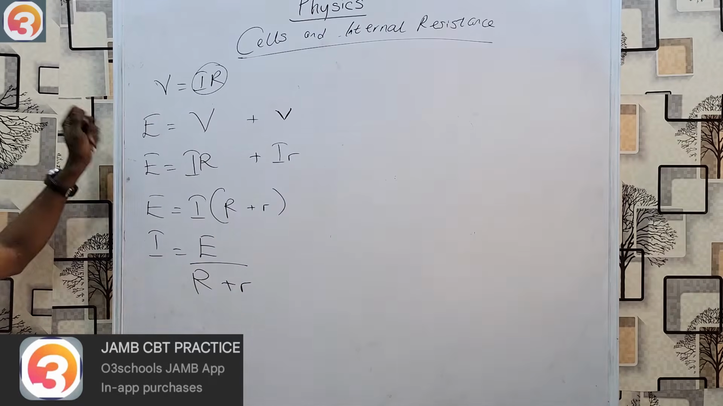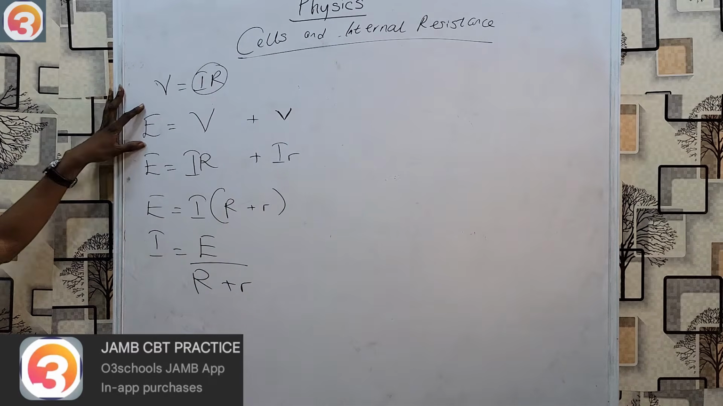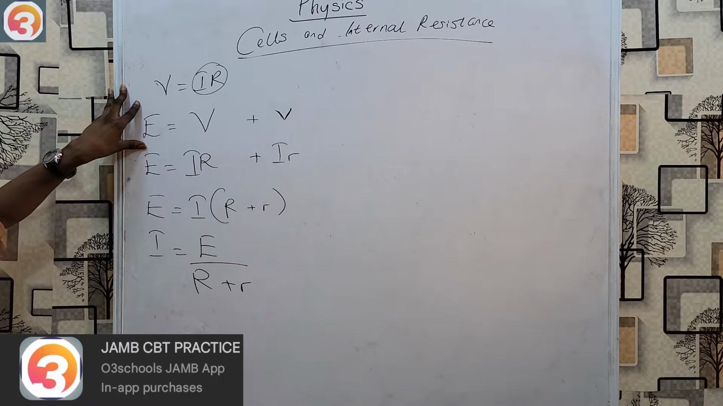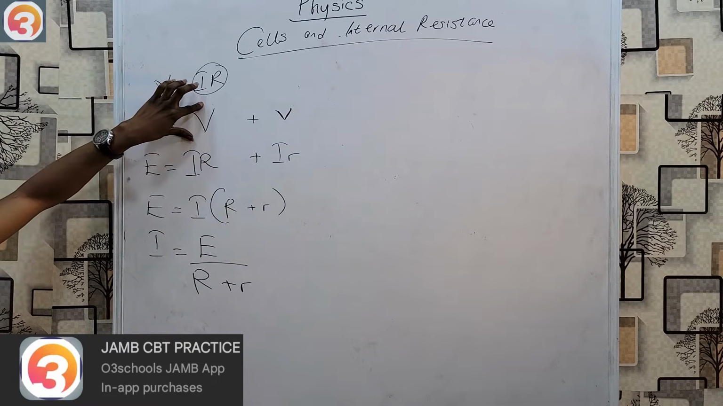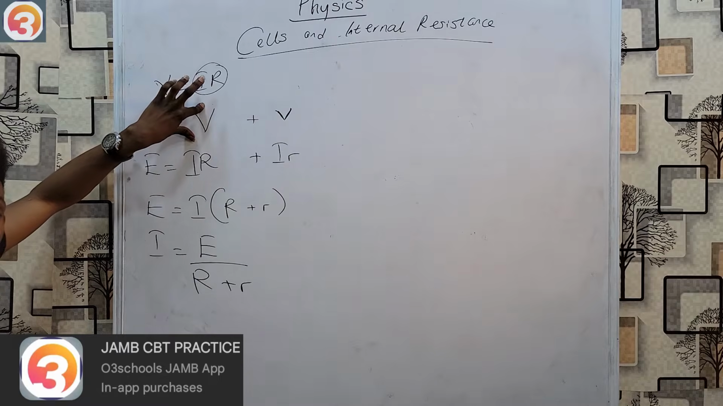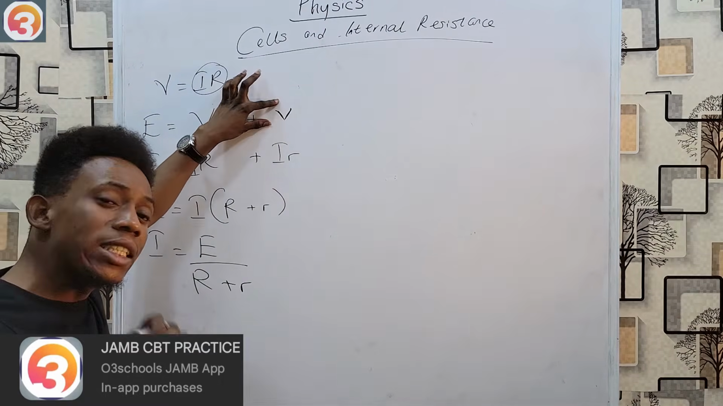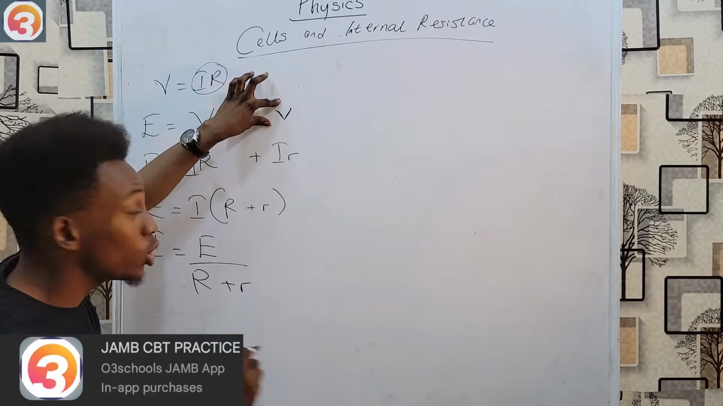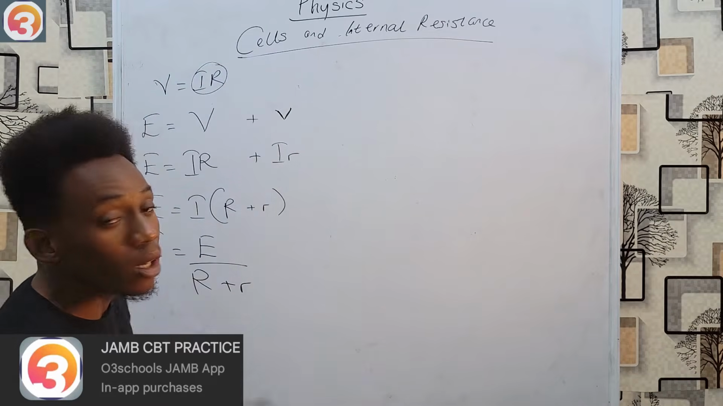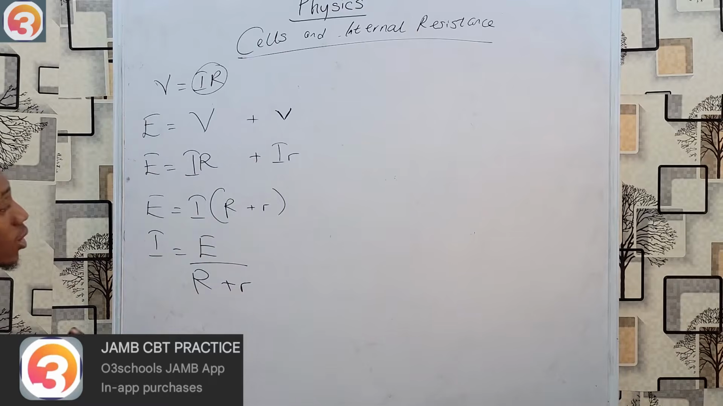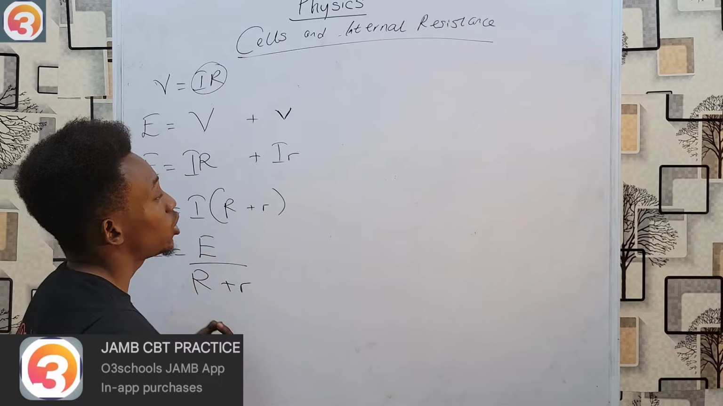One more time. E here represents the electromotive force of the cell. Capital letter V is the terminal voltage or the potential difference of the cell. Small v is the lost voltage or the potential drop. Small r here represents internal resistance, while capital letter R is the external resistance.